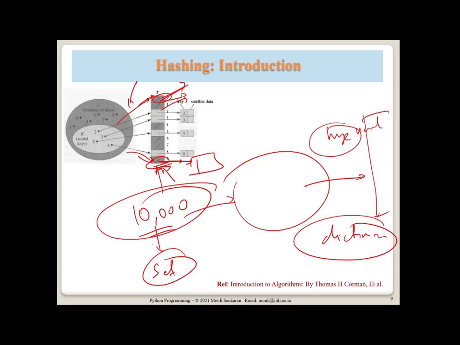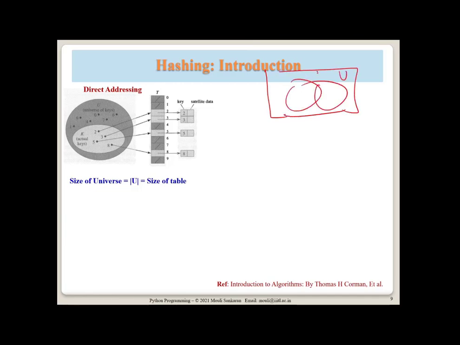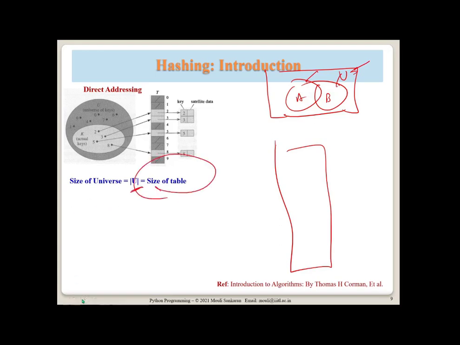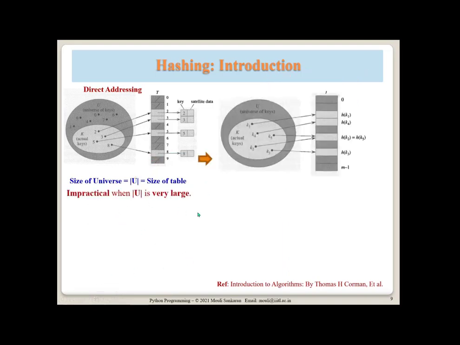So it's a waste of space when you are maintaining such things. Okay, so this is called direct addressing. If the size of the universe is huge, then your size of table should also be that much. When I say universe, I mean this whole set. Any element can be in A or any element can be in B, so you need to have a huge table. The size of the table will be equal to the size of the universe, the number of elements that you can possibly have. Impractical when it is very large.